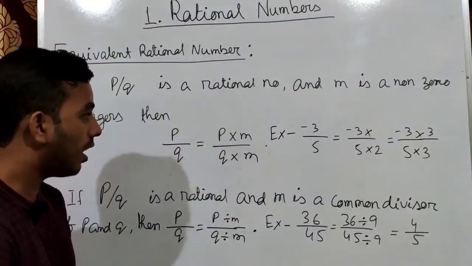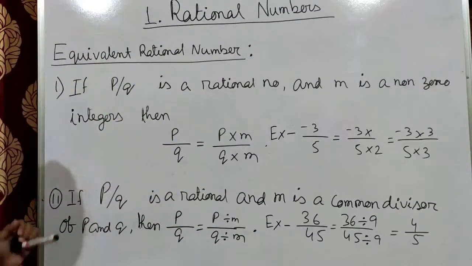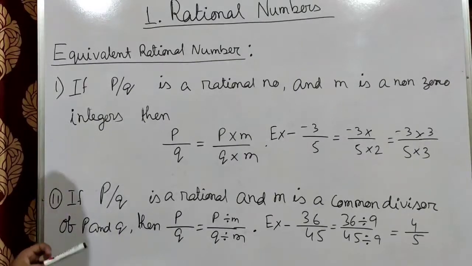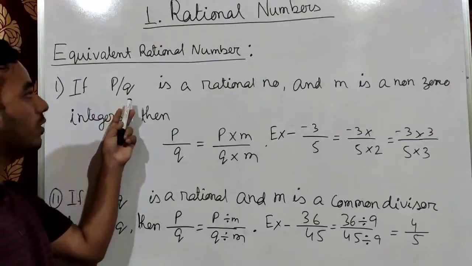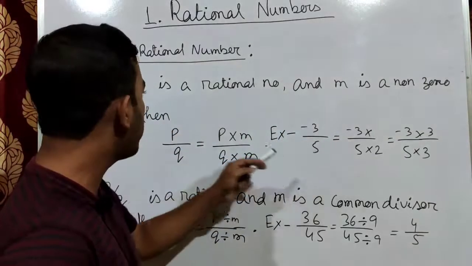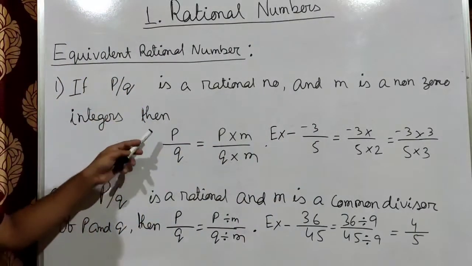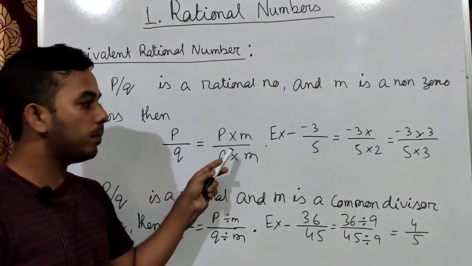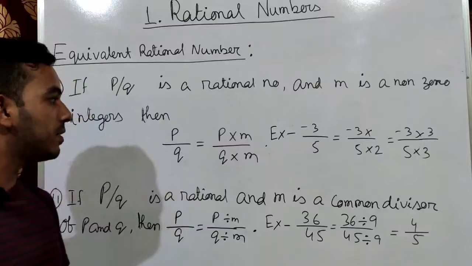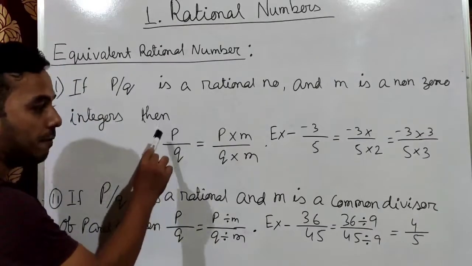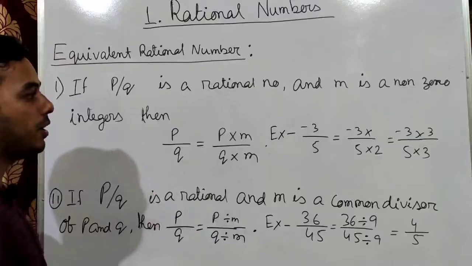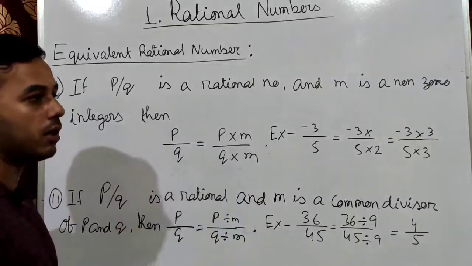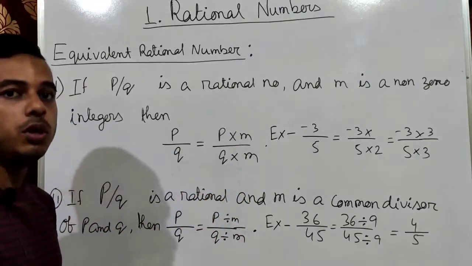So our next type of rational number is equivalent rational number. So there are two types of equivalent rational number. One is if p by q is a rational number and m is a non-zero integer, then p by q equals p into m divided by q into m. That means its value will remain same. If p by q is a rational number and if we multiply a non-zero integer, for example m, with both numerator and denominator, its value will remain same.